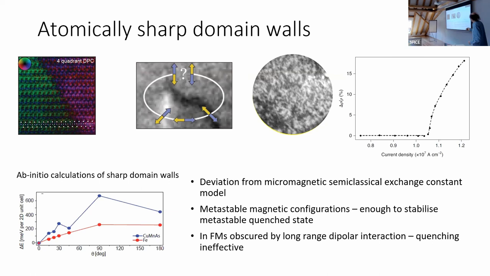So the semi-classical Heisenberg exchange model would say that it should be homogeneous and it would be basically sinusoidal. And if we do the calculations for iron, we indeed get something homogeneous. No one expects that this Heisenberg model will work perfectly, but at least it should be homogeneous. But in copper manganese arsenide, the situation is definitely not that simple.